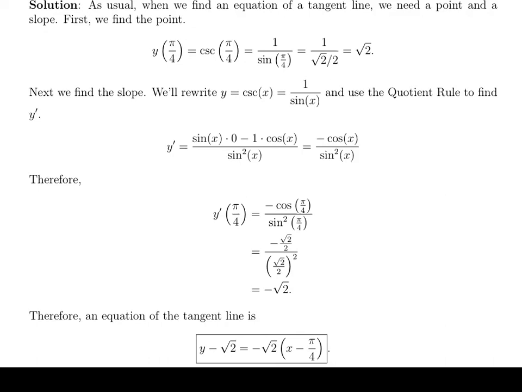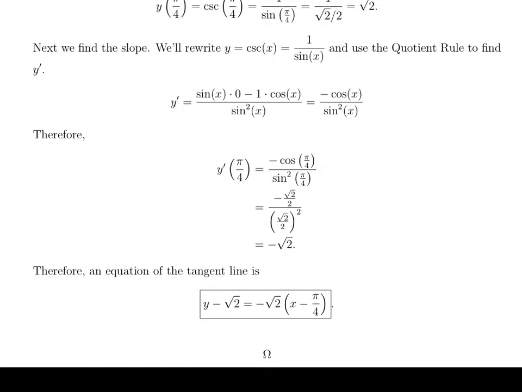So this is it. If we plug everything in, y minus square root of 2 equals negative root 2 times the quantity x minus pi over 4. No need to simplify anything, so that's our answer.